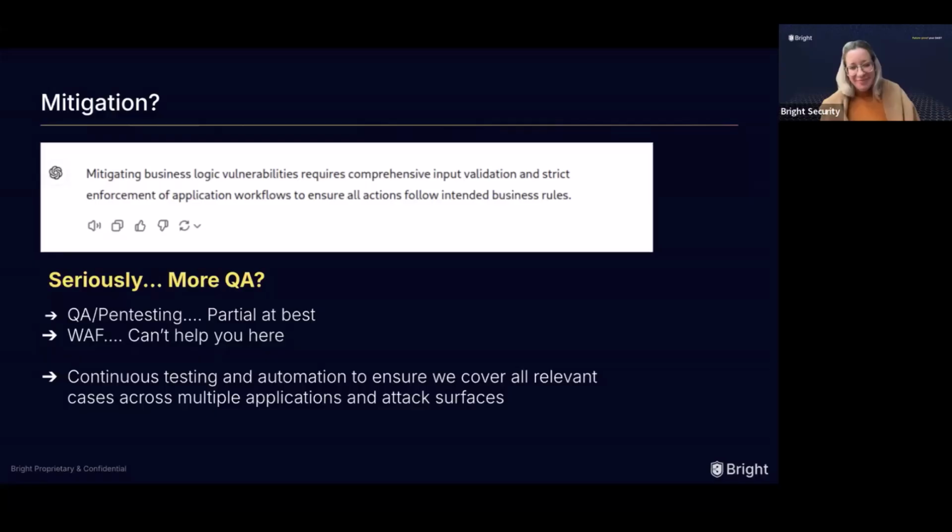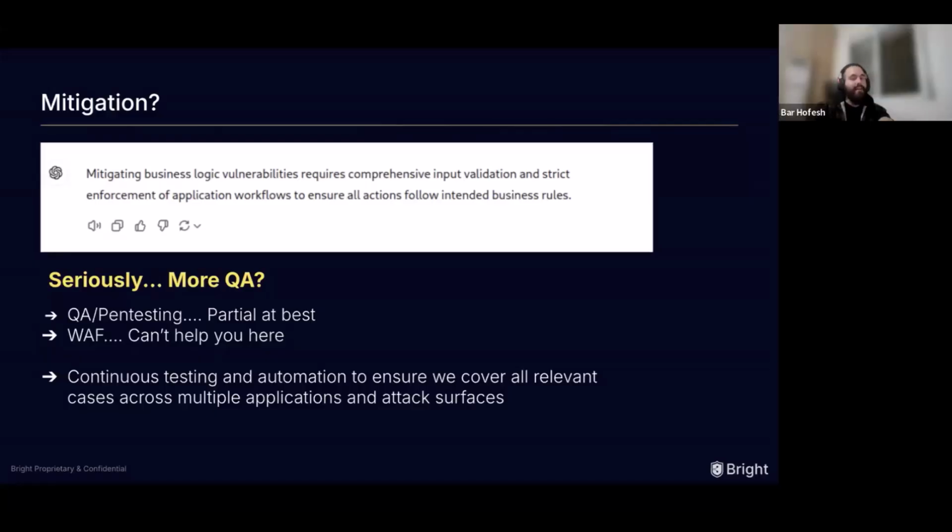Good. If that was the case, we wouldn't have them to begin with, right? Basically, what ChatGPT suggests is develop properly and do QA. Thank you very much. We needed AI to get to this conclusion. Thank God for the AI revolution, right? So basically the suggestion is more QA, all right? More tests.